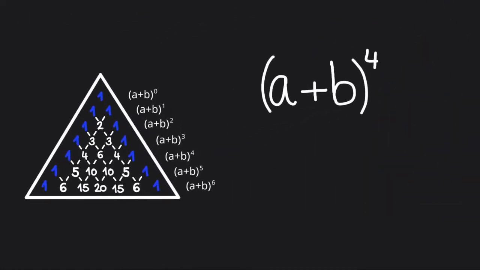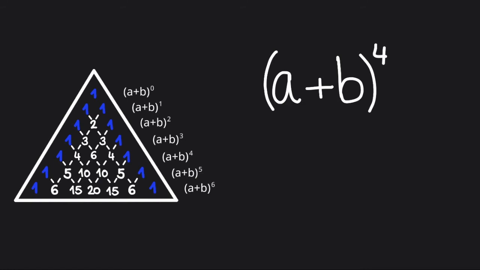Let's go back to our example: (a + b) raised to the power of 4. For this, we have to look at the fifth row, which is the row that corresponds to a binomial raised to the fourth power. Let's look at the numbers 1, 4, 6, 4, 1.